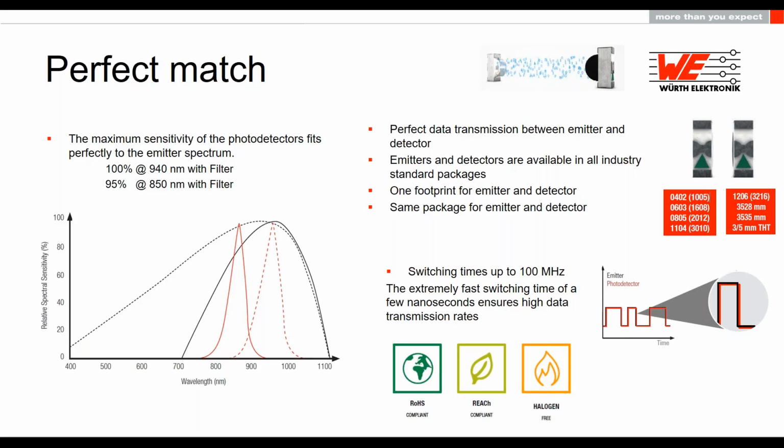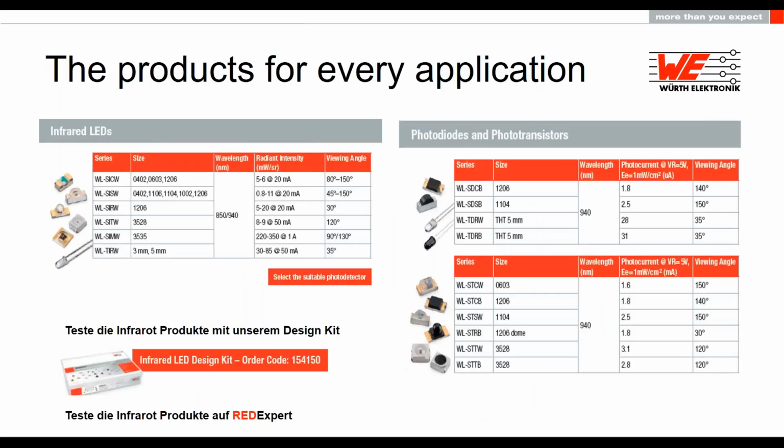What we can further suggest, if you have to pair your emitter and detector: we have the same package and the same footprint for each emitter and detector, and they can be very well chosen from our database. You can find all our products in our online catalog. As you can see on the left side, the infrared emitters with the different sizes and forms and the different viewing angles.